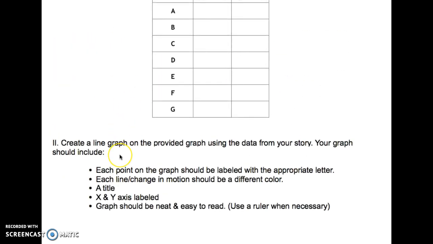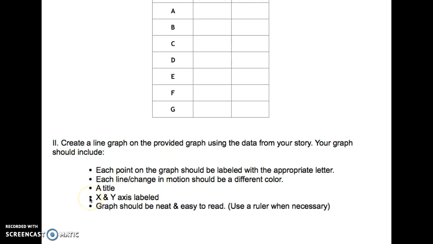Once you create the graph, you need to make sure that you include the following information. First of all, each point on the graph should be labeled with the appropriate letter. That means A through G, as you see above. Each line that you do should be a different color. So that means you're going to have 6 or 7, depending on the length of your story, different colors on your graph. Please make sure that you've included a title for your graph, and that should not just be my motion story. Your title should be specific to the story you're writing about.